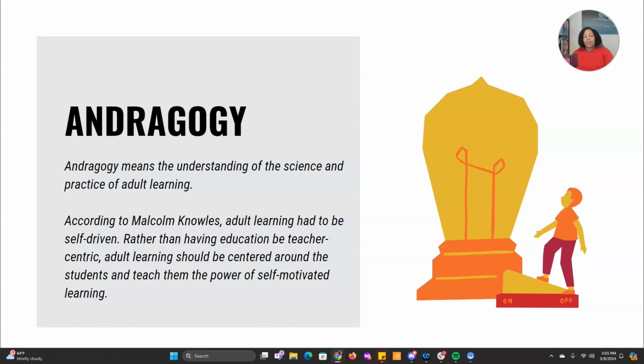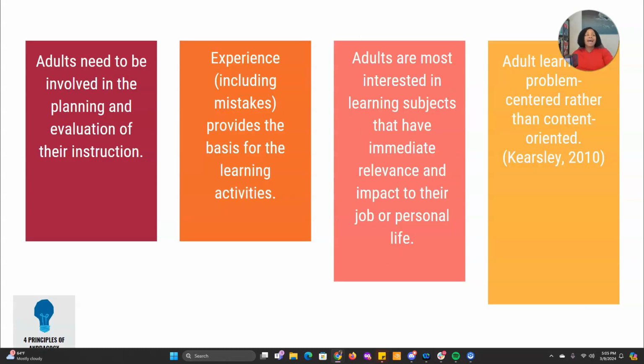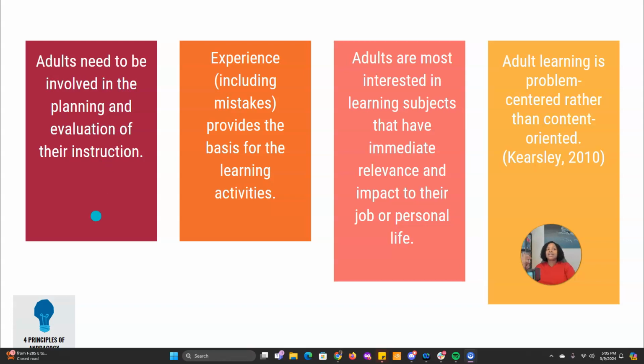Now, while andragogy is a general idea or concept, pedagogy has different types. With andragogy, we have the different principles of andragogy. So these are the things that make up andragogy that come into practice when you're thinking about it. The first one is that adults need to be involved in the planning and evaluation of their instruction, which helps with being self-motivated.